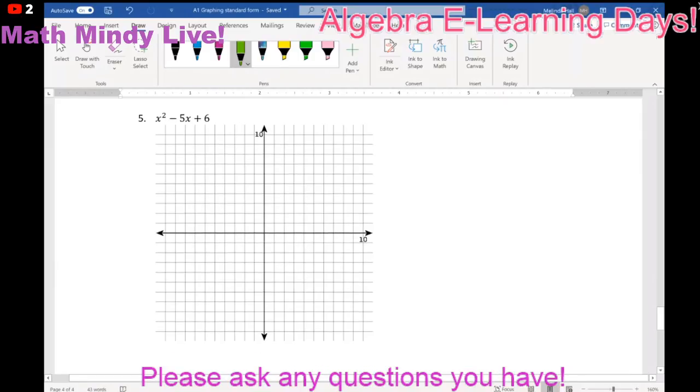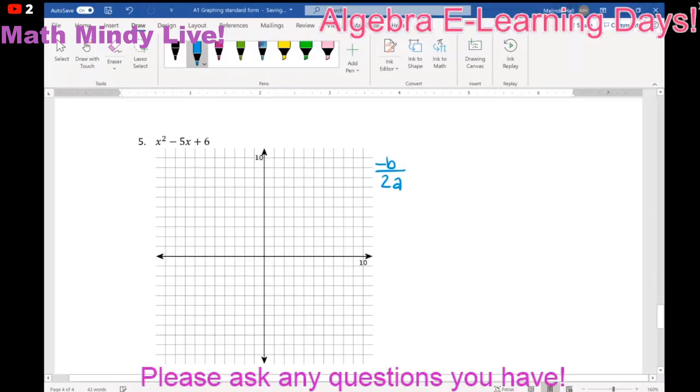Okay, no worries. But when you're doing these, you always want to start by finding your axis of symmetry. And so to do that, you're going to have to do the negative b over 2a. And so with this one, at least, your a would be the number in front of the x squared. So that would be +1. The b would be the number in front of the x. So that'd be -5. And then the c would be at +6, because that's your constant.